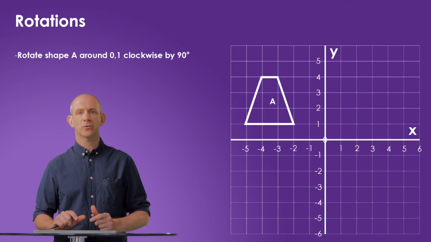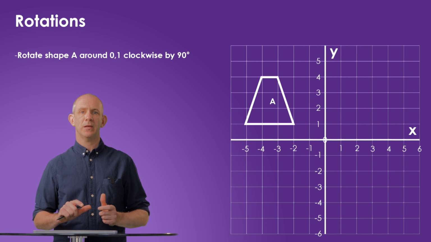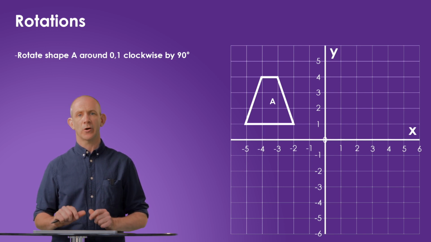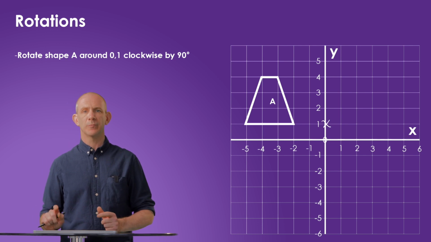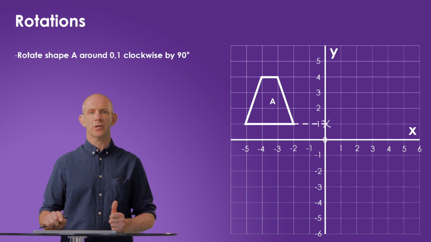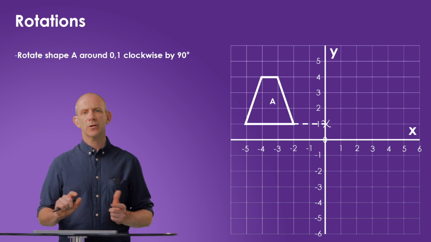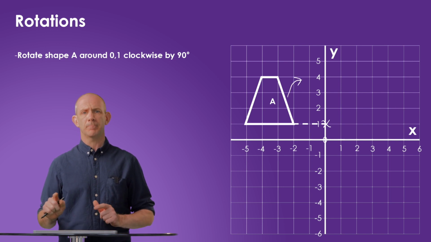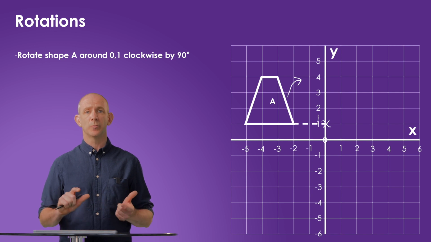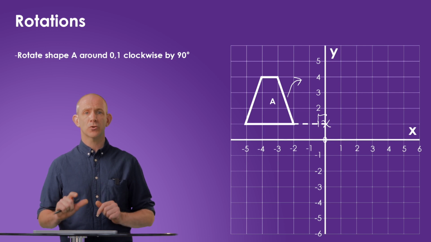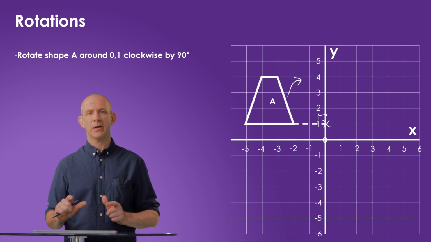In this question, we're asked to rotate shape A around the centre of rotation 0, 1. Let's mark where that is and then draw a line from that point to one of the corners of the shape. It'll move in a clockwise direction, so we're going to go this way. The angle of this turn is 90 degrees, so I know the angle between the two lines is going to be a right angle.